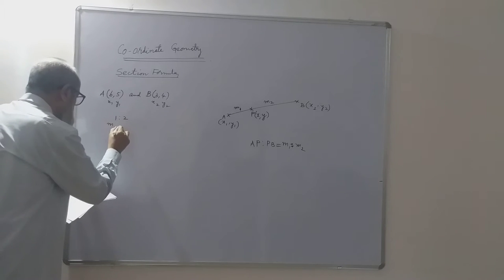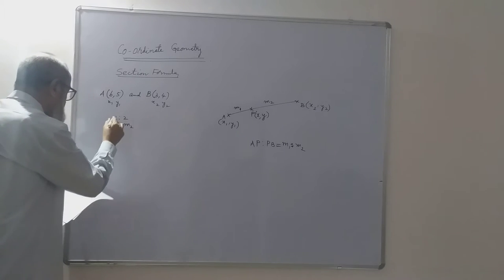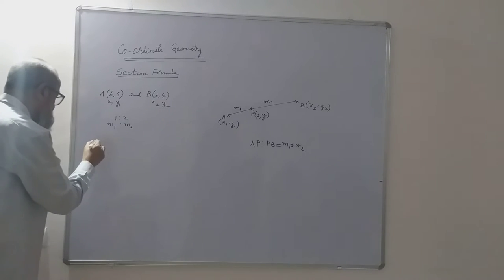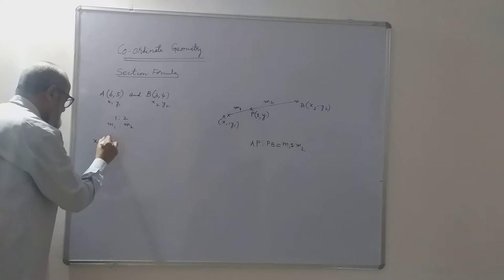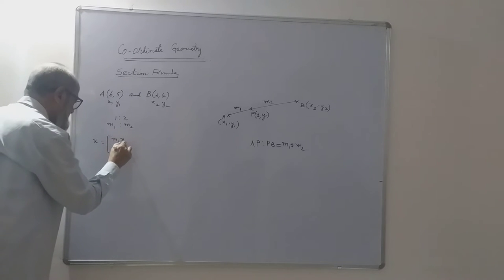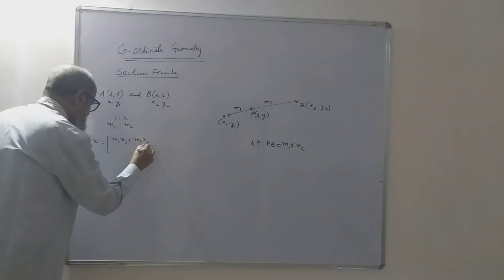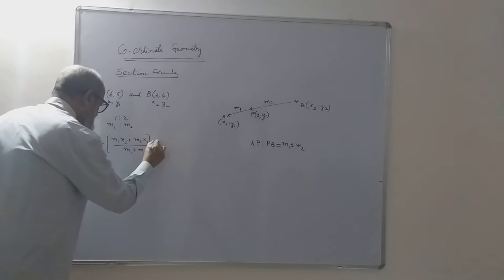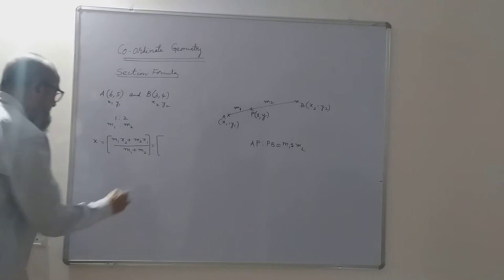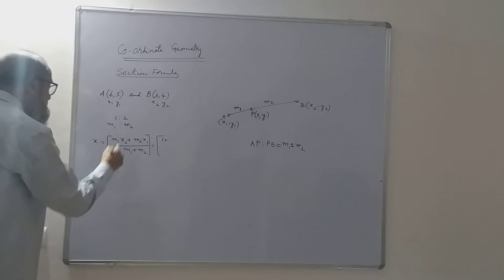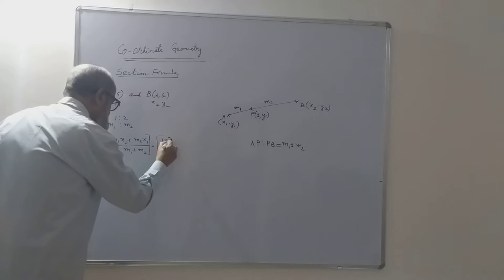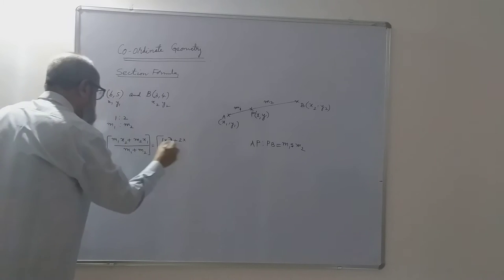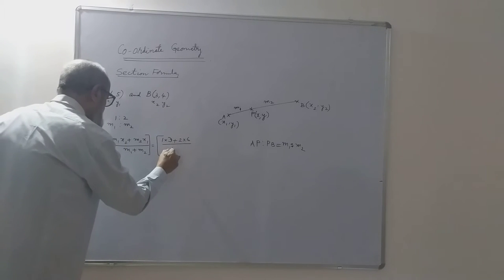That is, m1 is to m2 is equal to 1:2, or m1 is 1, m2 is 2. So what is this point (x, y) he is asking? Write the equation: x is equal to (m1 x2 plus m2 x1) divided by (m1 plus m2). This is the formula. Now make the substitution. m1 is 1 into x2, which is 3, plus m2 is 2 into x1, which is 6, divided by 1 plus 2.